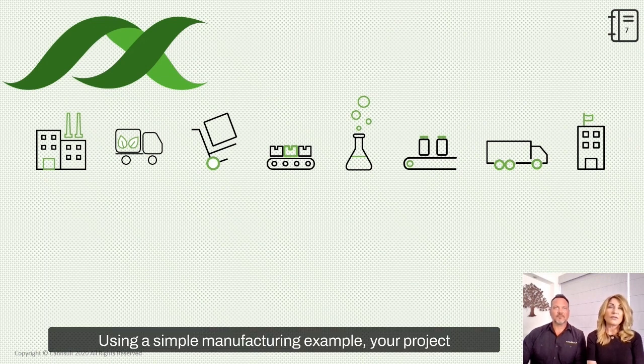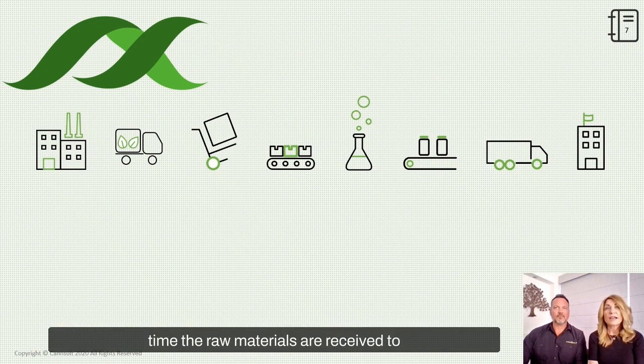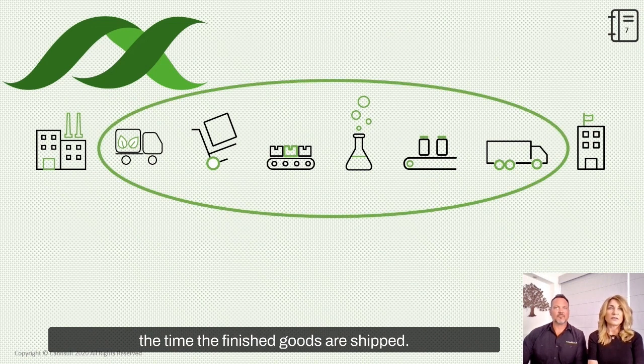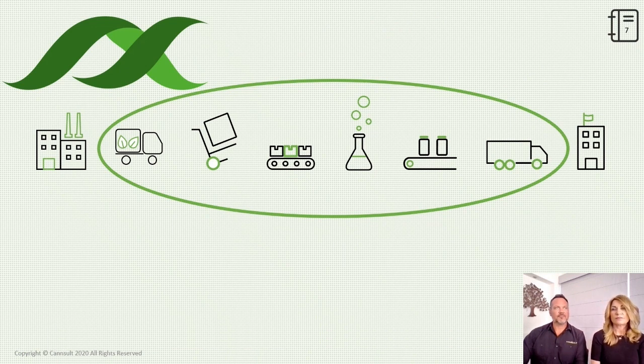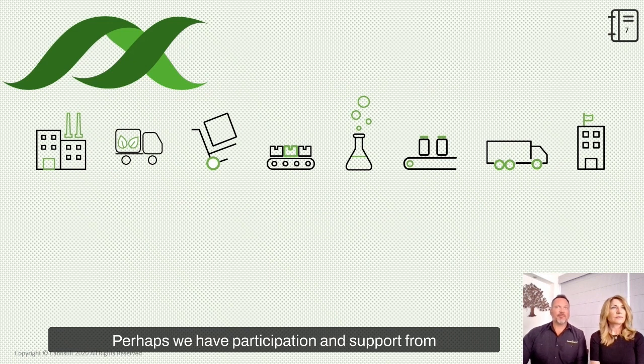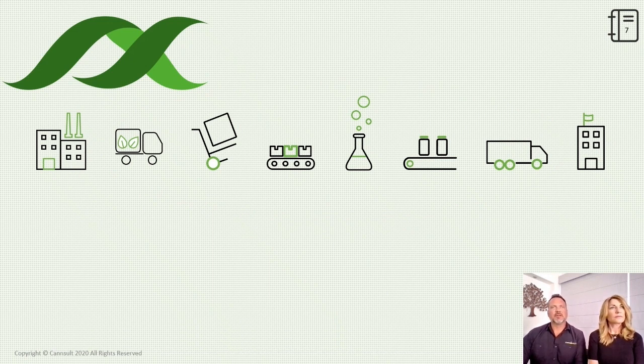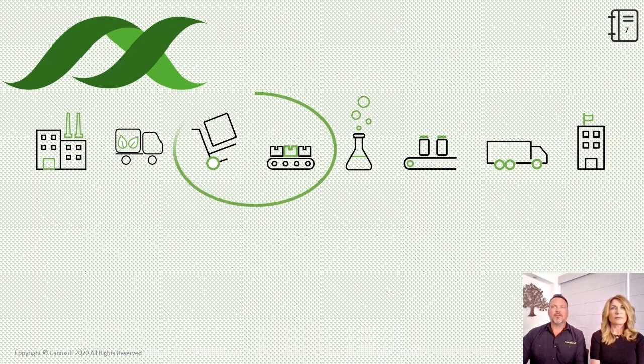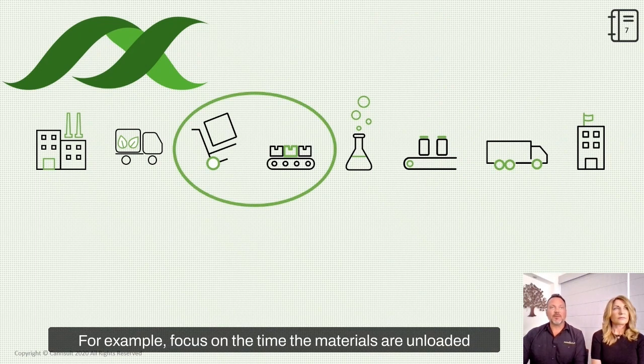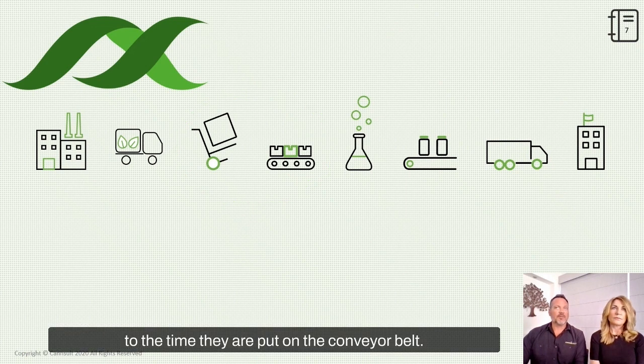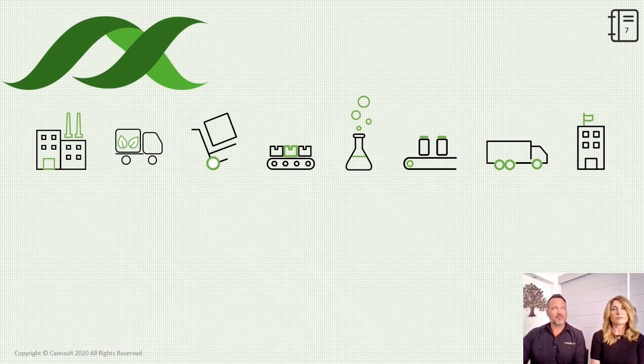Using a simple manufacturing example, your project might be focused on improving from the time the raw materials are received to the time the finished goods are shipped. This requires participation and leadership support from all the functions or processes involved. Perhaps we have participation and support from just a couple of departments or functions. Our scope might be smaller, for example, focused on the time the materials are unloaded to the time they are put on the conveyor belt.